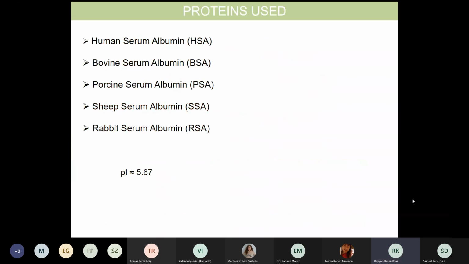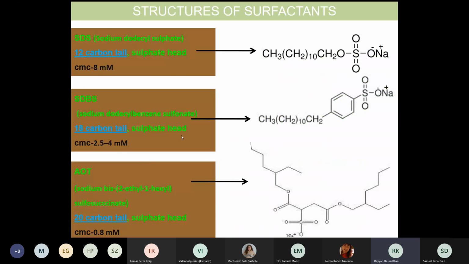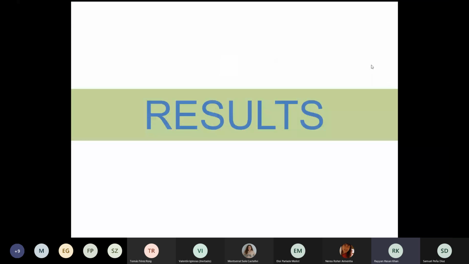So these were the 5 albumins that were taken, and all the albumins have a PI around 5.6, or you can say approximately 5.5. And these are the structures of the detergents. This is the SDS, which is 12 carbon. This is SDBS, which is 18 carbon chain length, and this is the AOT, which is 20 carbon chain length. And all of them have a negative head group. Now coming to the result part.